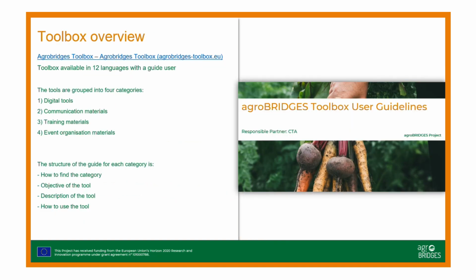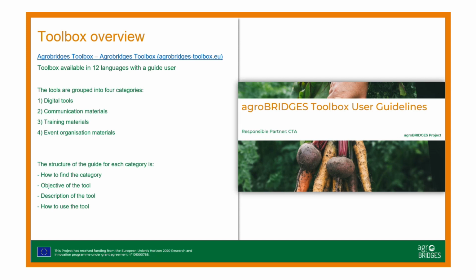The agroBRIDGES Toolbox can be accessed directly from the project website, and it's available in 12 different languages. The 4 categories into which the tools are divided are: digital tools, communication materials, training materials, and the last one, event organization materials. A guide on how to use the toolbox is also available on the Toolbox website in these 12 languages, where each tool is explained in more detail.